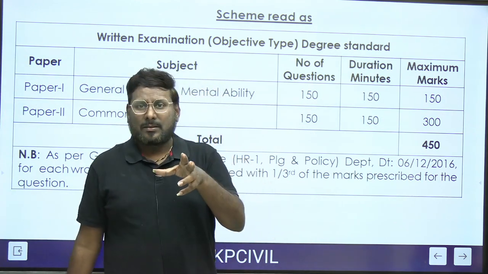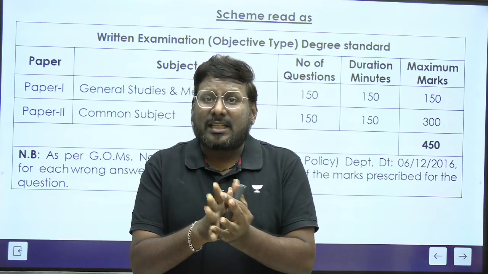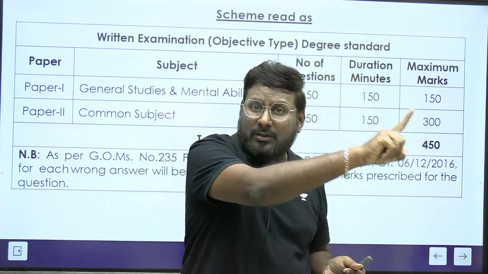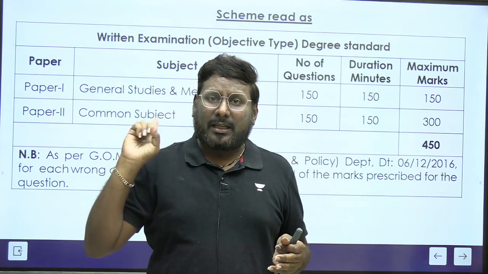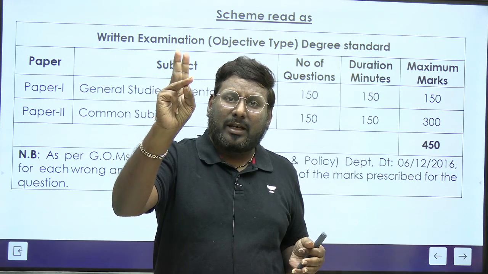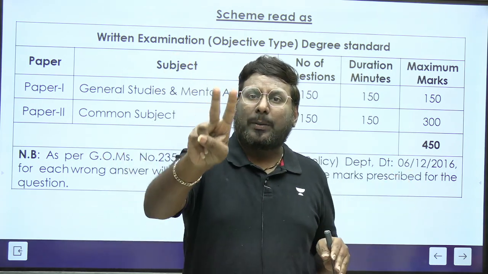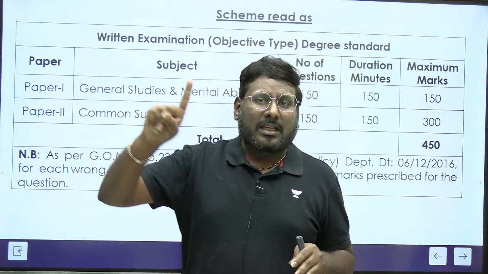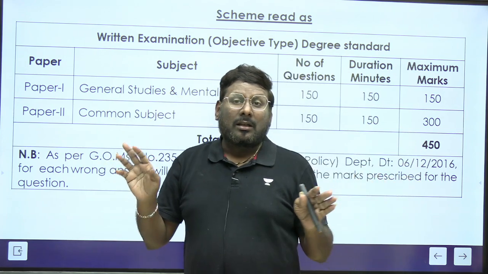I will summarize now. Previously, there was a 3 paper system. In the previous video, what we have seen: Paper 1, general studies and mental ability; Paper 2 and Paper 3, technical syllabus and environmental syllabus. Now there are no 3 papers, only 2 papers. The first paper is the same, general studies and mental ability, as it is, with no modification.